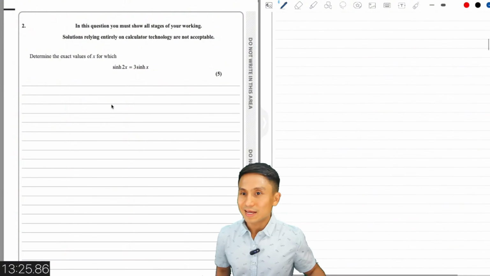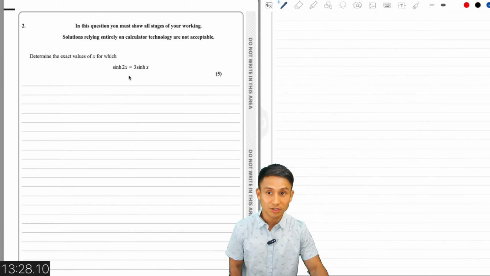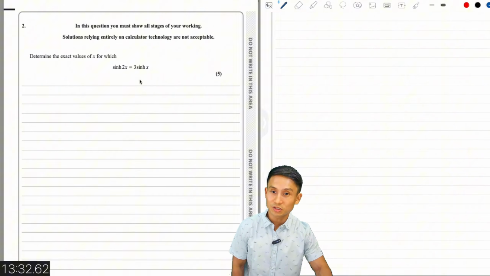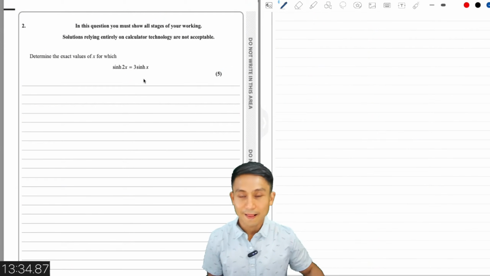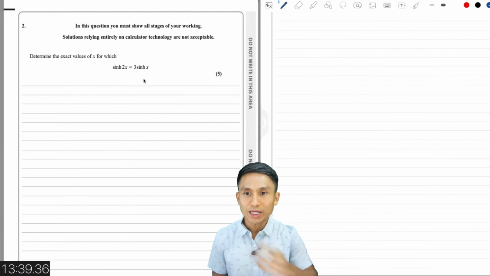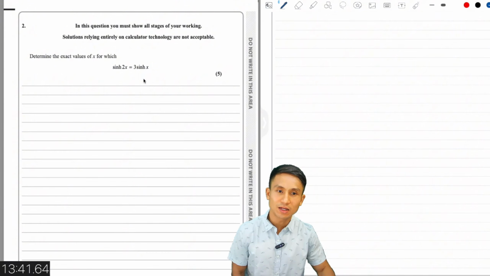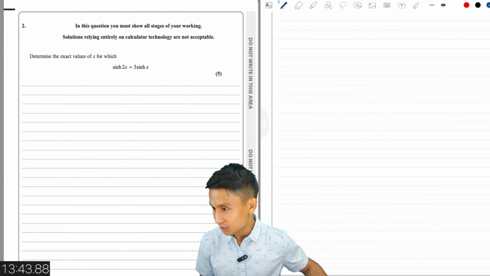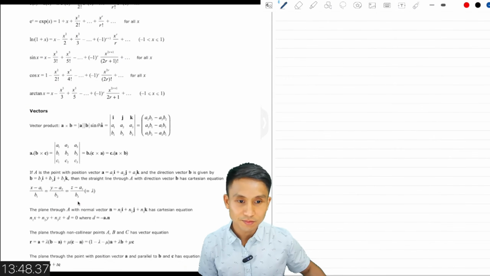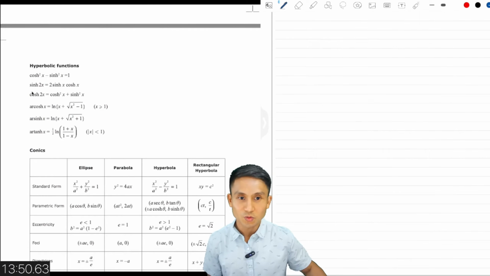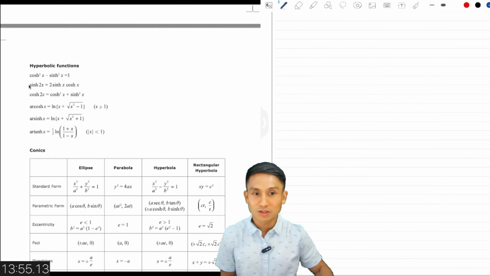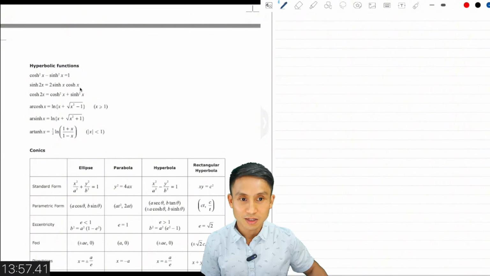Determine the exact values of x for which sinh 2x is equal to 3 sinh x. Okay. Well, interesting. So we can use the addition formula, right? Let me just check the formula sheet. Okay, so we have the double angle, just like in normal trigonometric functions. Yeah, so we can do that.